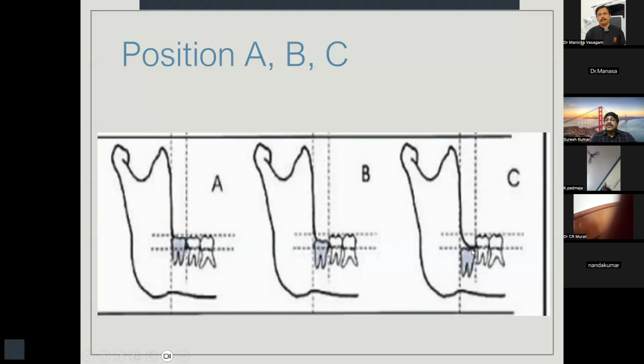Then you have position C, where it is very deeply seated. The occlusal surface of the impacted tooth is going to be below the CEJ of the adjacent teeth. This is position A, B and C. So any combination is possible. You might see a class 1 position A tooth, or class 1 position B, class 1 position C, class 2 division A, class 2 division B, class 2 division C. Likewise, in class 3 also A, B, C or any combination is possible.